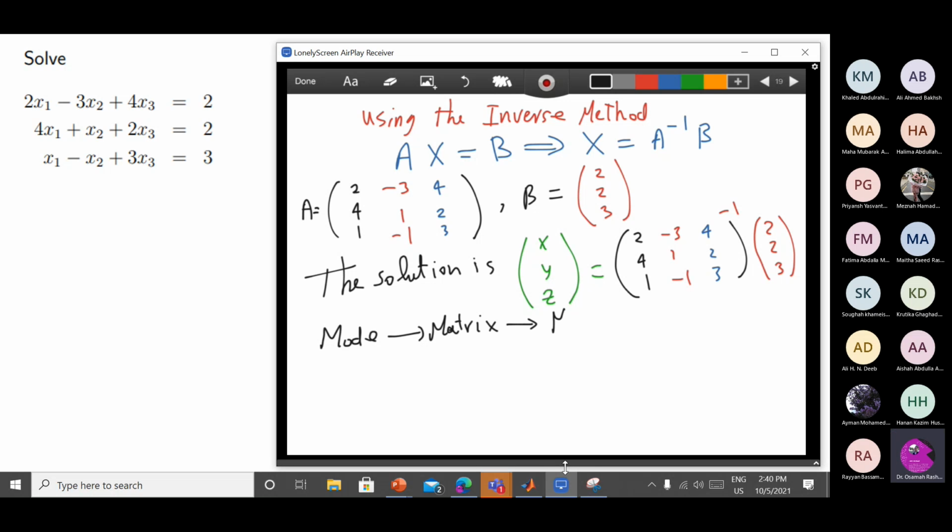Go for mat A, and the degree is 3 by 3. Now it will open this one for you. You just type 2 equal, minus 3 equal, 4 equal, 4 again equal, 1 equal, 2 equal, 1 equal, minus 1 equal, 3 equal.